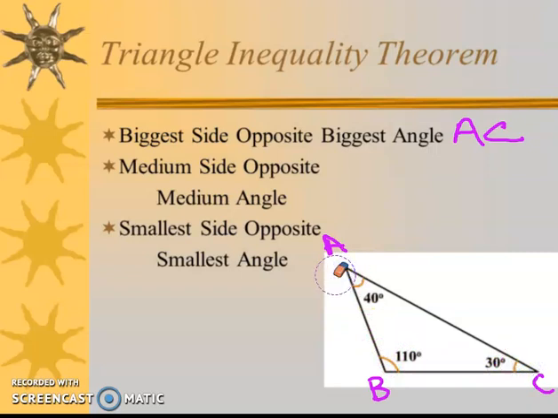If I look at my medium angle, it is 40. Well, I'm going to go directly across from it, and you can draw your angle in if you need to. So my medium side in this case is BC. My smallest angle goes to my smallest side. So my smallest side is AB.